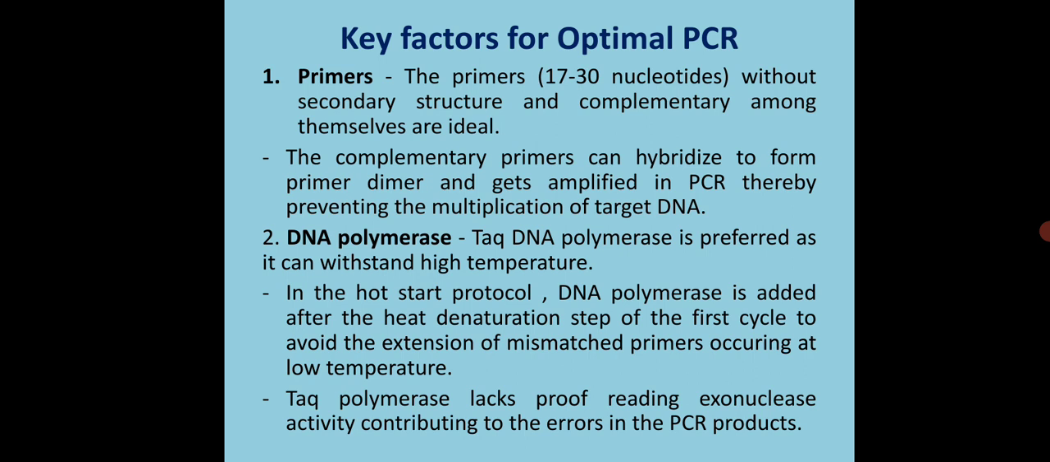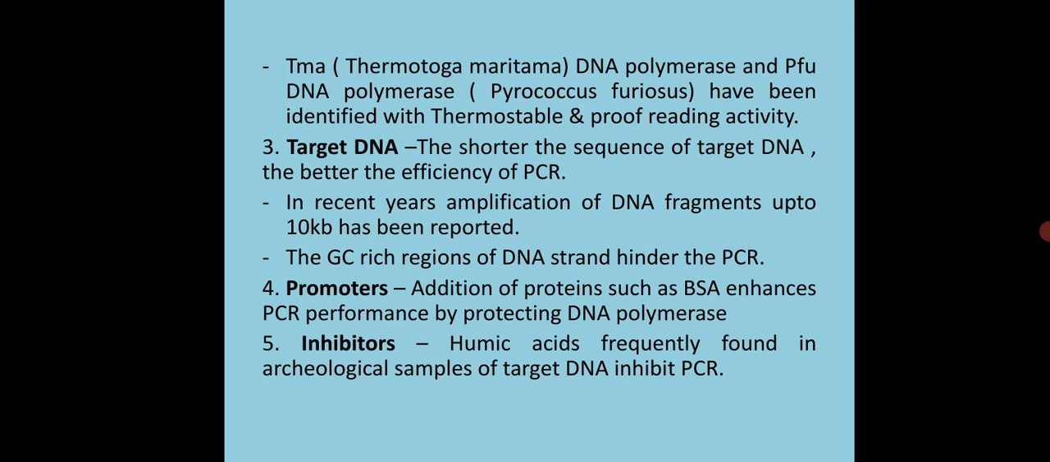DNA polymerase, the second important key factor. Taq DNA polymerase is preferred as it can withstand high temperature. In the hot start protocol, DNA polymerase is added after the heat denaturation step of the first cycle to avoid the extension of mismatched primers occurring at the low temperature. Taq polymerase lacks proofreading exonuclease activity, contributing to errors in the PCR products.